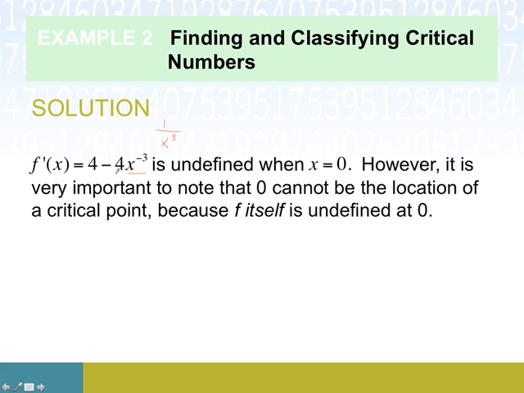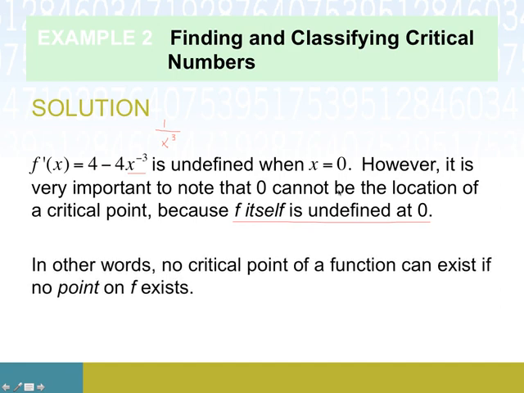So that's actually a tempting spot. But this is an important detail. Yes, the derivative is undefined at x equals 0. But f, the original function, is also undefined at 0. You can't have a critical point at a place on the graph if there's no place on the graph to have a point. So in other words, you can't have a critical point if there isn't actually any point to begin with. You can't be a special kind of point without actually being a place on the graph. So because f is undefined at 0, it doesn't matter that f prime is undefined at 0 as well. There can't be a critical point where there's no point on f.